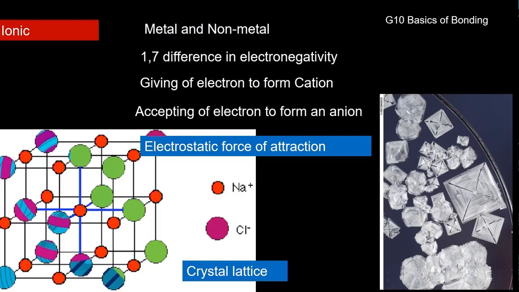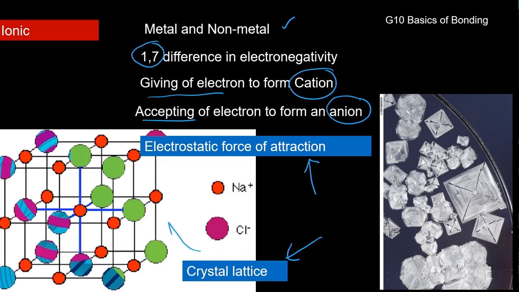The last thing, this is what it looks like. A crystal lattice is made. So what about this ionic bonding? It is between a metal and a non-metal. There has to be a 1.7 difference in electronegativity. Now, electronegativity is the greediness of an atom to take extra electrons. There is a giving of an electron to form a cation. There is an accepting of an electron to form an anion. There is an electrostatic force of attraction, and a crystal lattice that looks like this when we draw it out is what results.